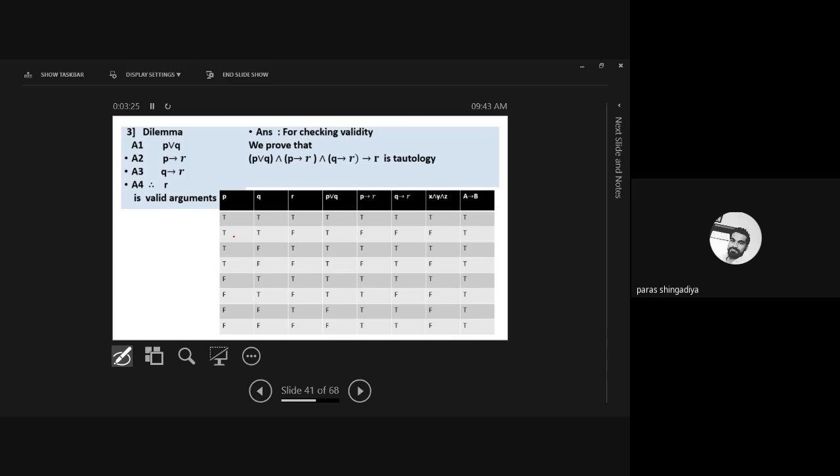So A1 and A2 and A3, that is our formula. It is A1, A2, and A3 conditionally to the A4. If it is a tautology, then we can say it is a valid argument. We already discussed that during the last lecture, and we already checked how we can predict it. Clear? And now the next one is called hypothetical syllogism.